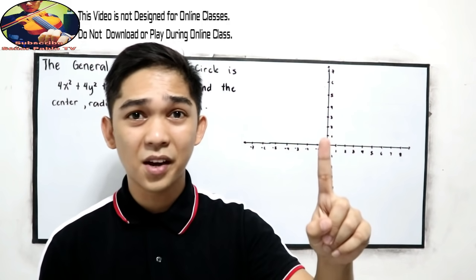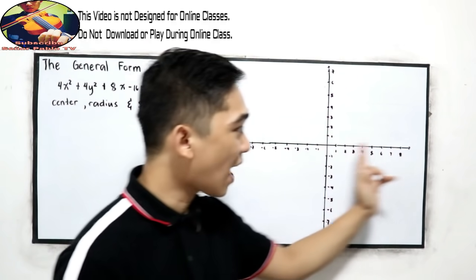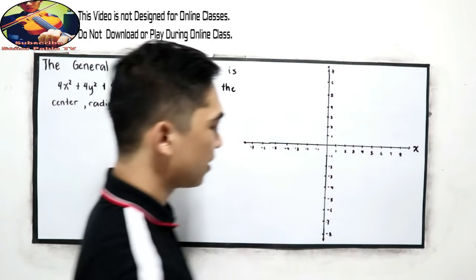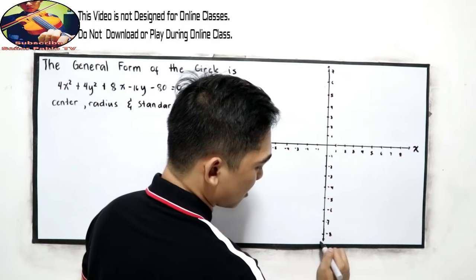Let us first familiarize ourselves with the Cartesian plane. So we have the x-axis, the horizontal line, and the vertical line, which is the y-axis.